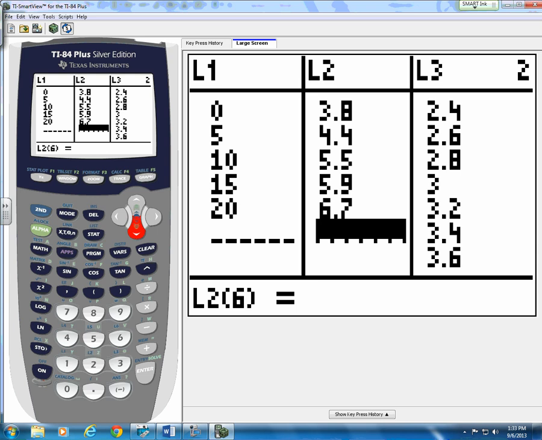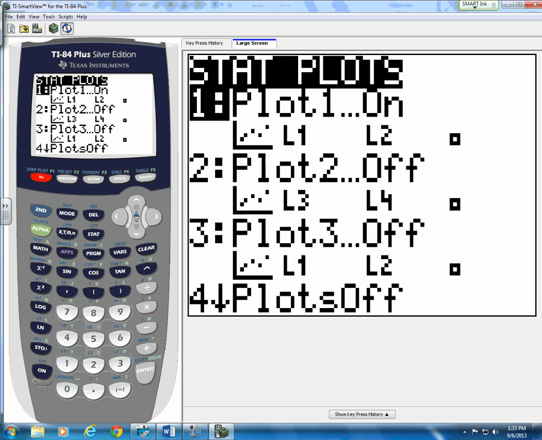Okay, so think about how you go from this data to graph the scatter plot. If you remember, go for it. If not, follow along with me closely. To graph the scatter plot, we need to make sure that our stat plot is on. So I'm going to go second in stat plot. Mine happens to be on from when I used it last. If it's not on, turn it on.